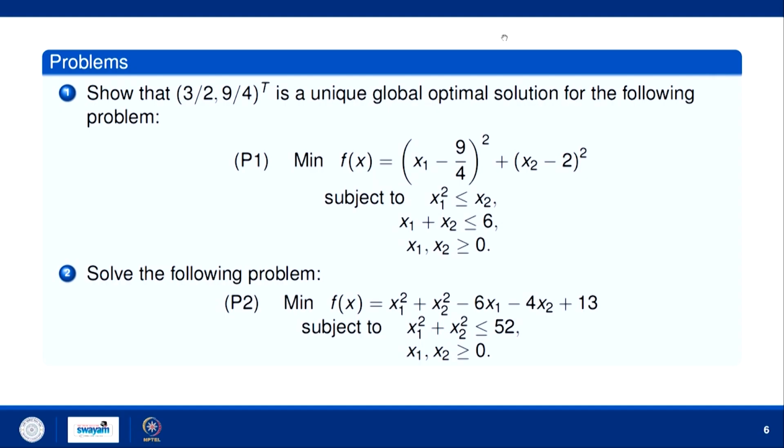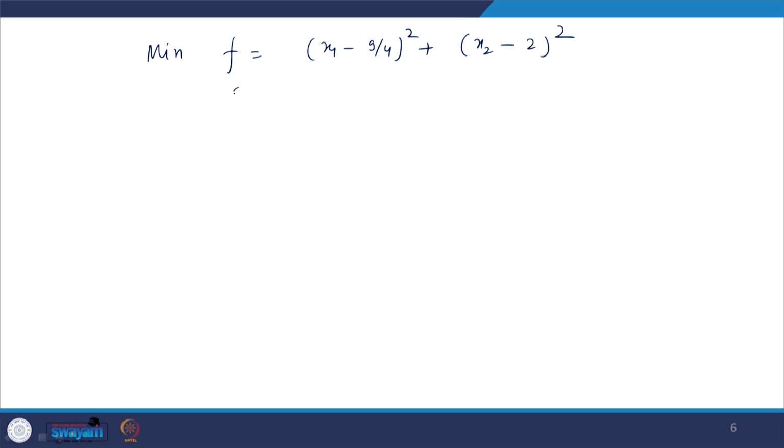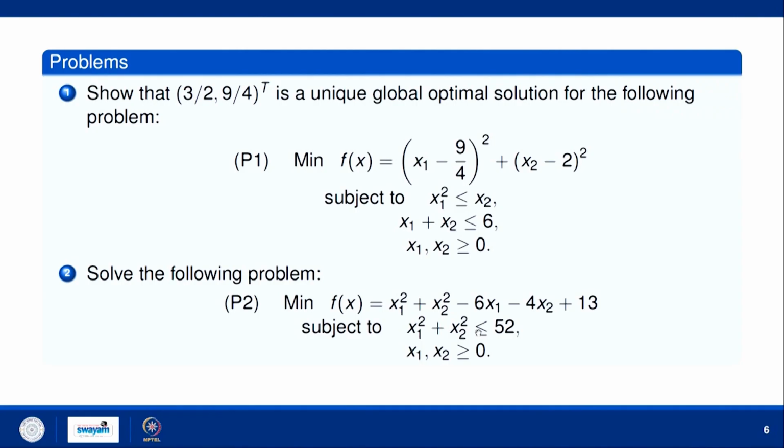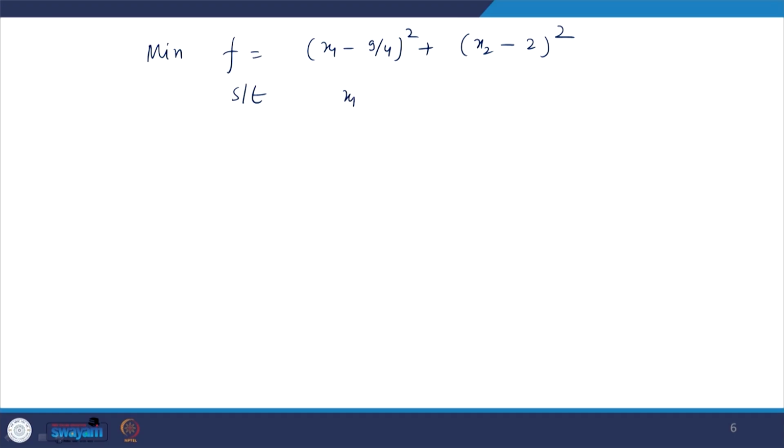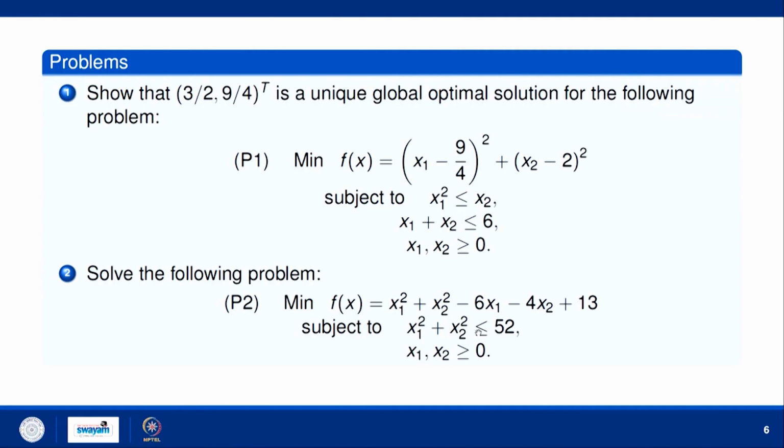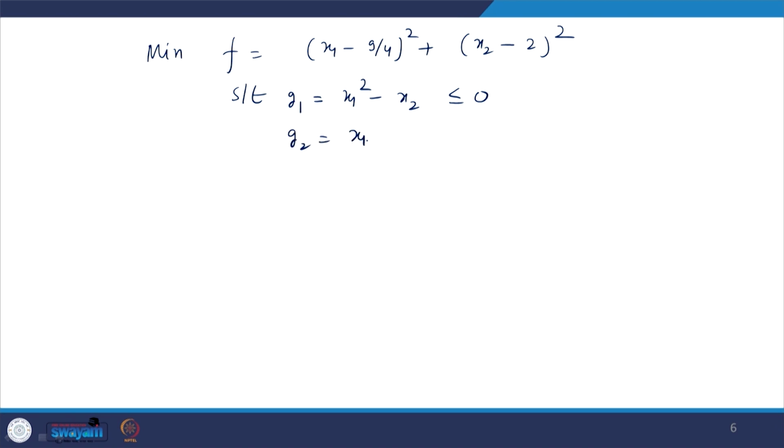The problem is minimizing f equal to (x1 minus 9/4) whole square plus (x2 minus 2) whole square, subject to what conditions? The first condition is x1 square minus x2 less than or equal to 0. Suppose this is G1. The second constraint is x1 plus x2 less than or equal to 6. The third constraint is minus x1 less than or equal to 0. The fourth constraint is minus x2 less than or equal to 0.